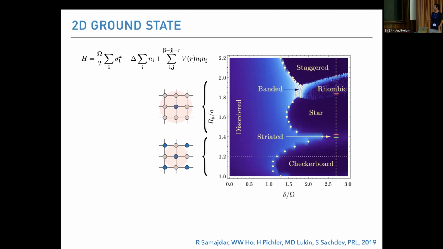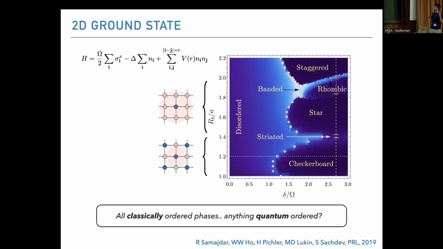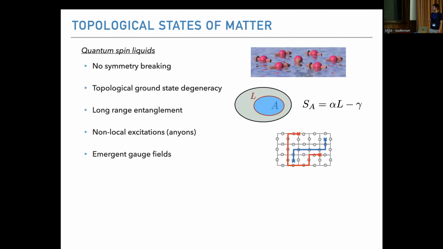And the point is that all these phases you can think about as classically ordered phases, in the sense that all the ground states of this Hamiltonian have a product state representative, and they are just certain patterns of symmetry breaking. Now, the question that I would like to ask today is: is there a way to engineer any sort of quantum order in this system? And if yes, on which lattice geometry?